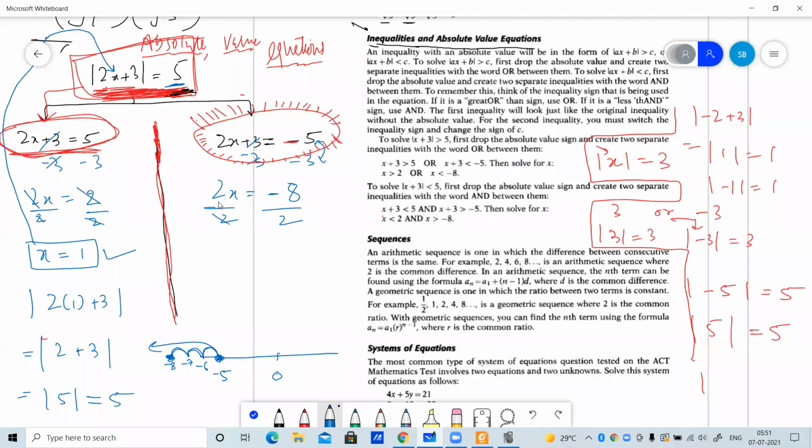Negative 4. So x will be equal to negative 4. So you got the value of x is 1 and you got the value of x is negative 4. That means there are two values which are satisfying this absolute value equation. Can you plug in the value of x is negative 4 in the above equation and see whether this works, whether you get 5? Can you plug in negative 4 in the left side?